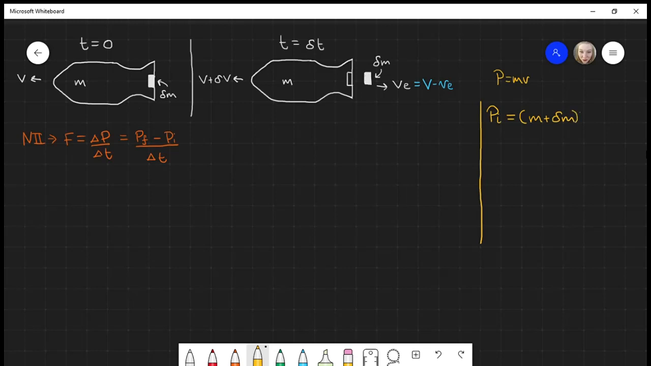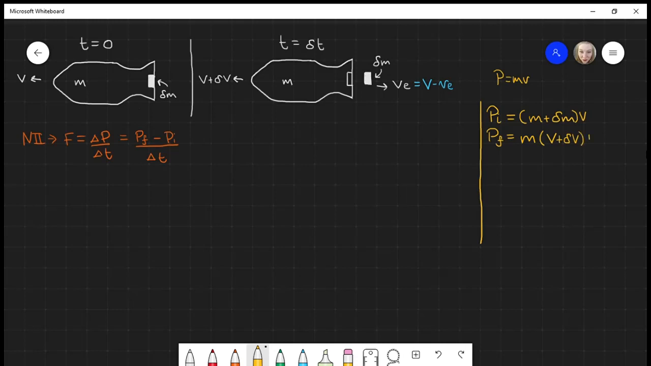And the velocity is just v. Momentum at the end, the final momentum. Well, you've got the momentum of the rocket and the momentum of the expelled propellant. The total momentum will be the sum of both of those. So starting with the momentum of the rocket, it's got rid of the propellant mass, so the mass is just m, but the velocity has changed. So you've got v plus delta v.